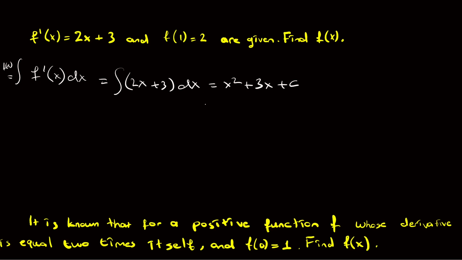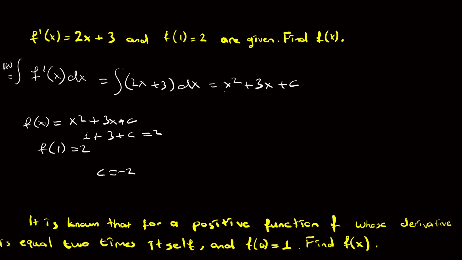I'm kind of getting tired. Okay. So f of x is equal to x squared plus 3x plus c. f of 1 is equal to 2. Let's plug in. 1 plus 3 plus c is equal to 2. 4 plus c is equal to 2, so c is equal to negative 2. So f of x is equal to x squared plus 3x minus 2.